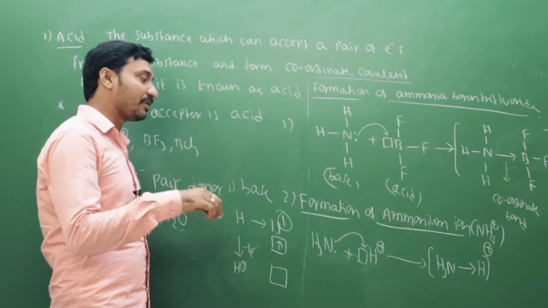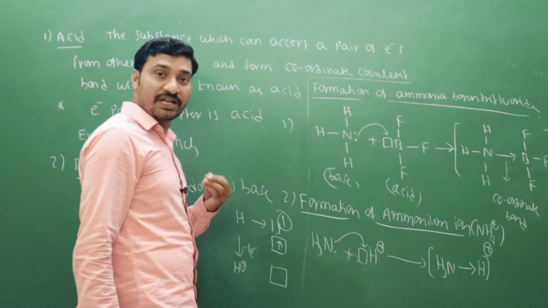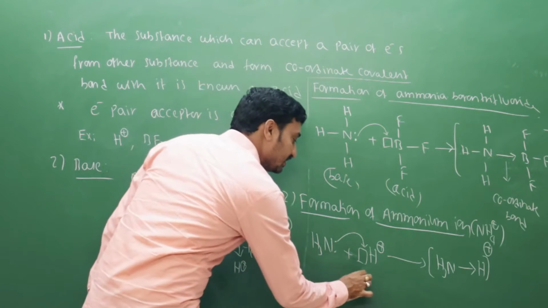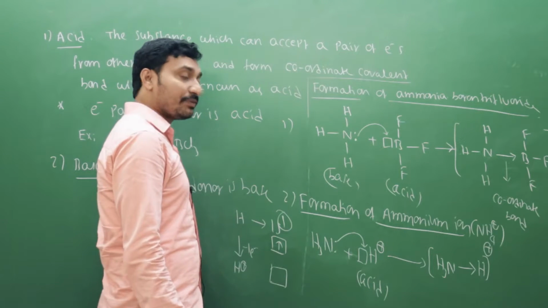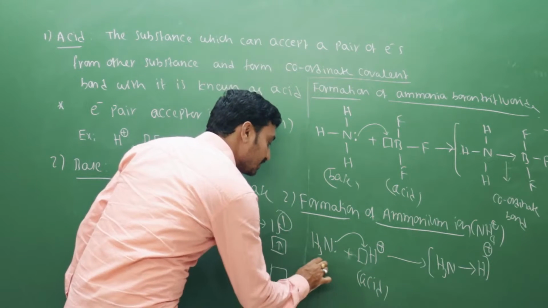Got it? So in the formation of the ammonium ion, which one is acid, which one is base? Which one accepts a pair of electrons? H plus accepts a pair of electrons, right? That's why this is a Lewis acid. Which one donates a pair of electrons? NH3 donates a pair of electrons. That's why NH3 is base.